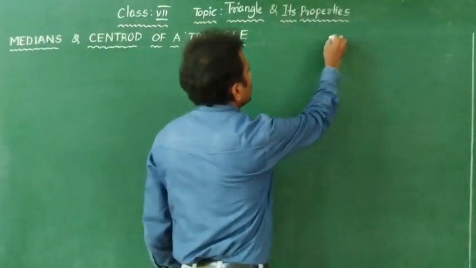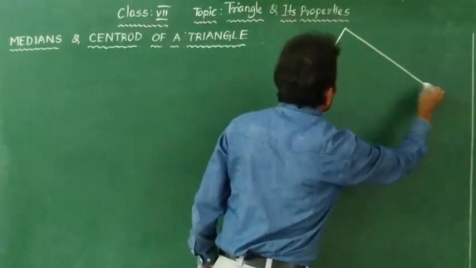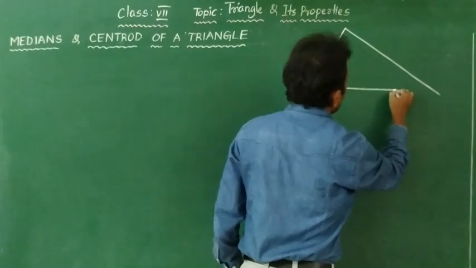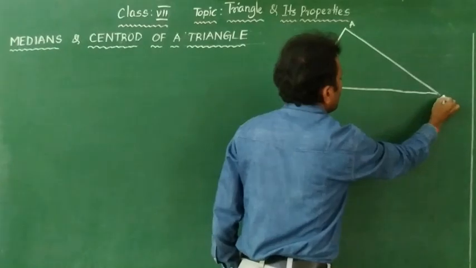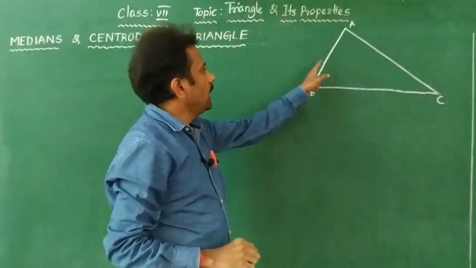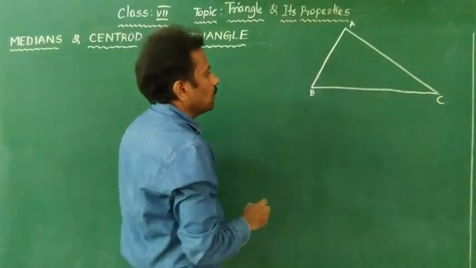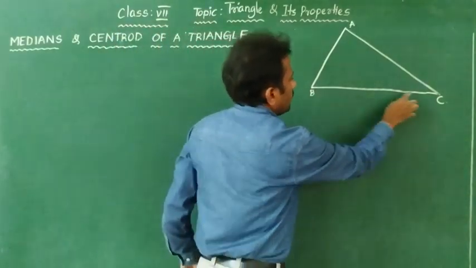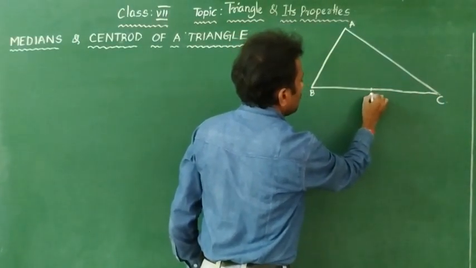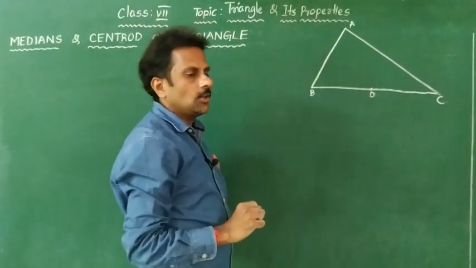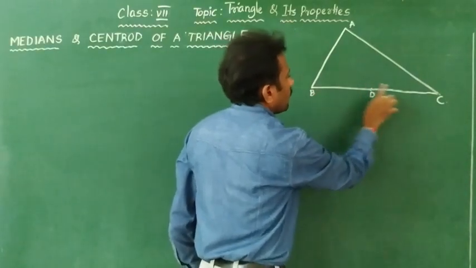So this is the triangle I am drawing. Say this triangle, let us name it ABC, where AB, BC and AC are three sides. Now here you identify the midpoint of side BC. So the midpoint of BC, this is nothing but D. Let us denote it as D. What is D here? D is nothing but exactly the midpoint of BC.